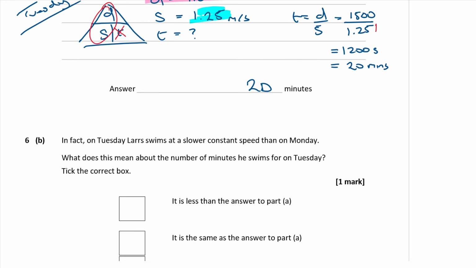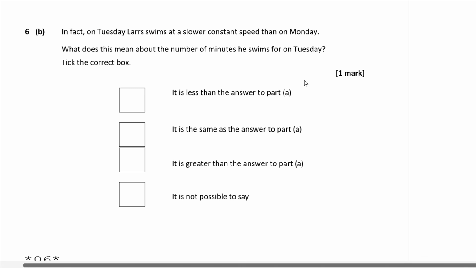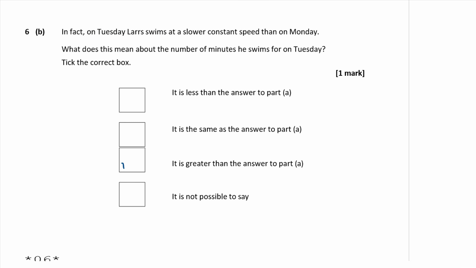Okay, so coming back to our calculation, if he swims at a slower speed, then this value on the bottom of my calculation here would have got less. So that means I would have a smaller denominator, and when you divide through by a smaller denominator, you end up with a bigger value overall, don't you? So that will go up, which means my answer is going to be more than what I just calculated it to be. Okay, so if he swims slower, it's going to take him longer. Kind of makes sense, doesn't it?